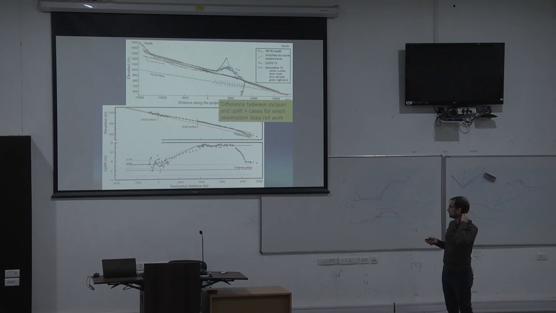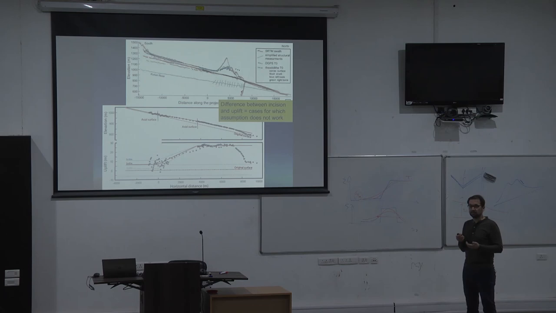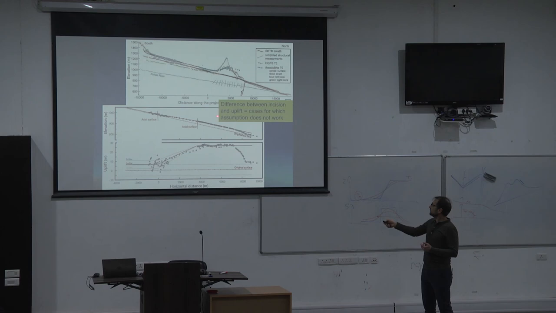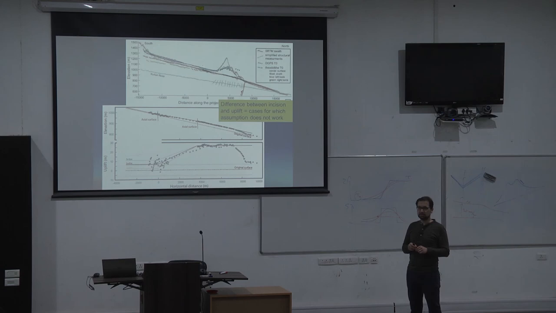you can make other hypotheses, in particular about the link between incision and uplift and the possibility to use the present river. If you have a fill terrace just here, the only remnant, without having that part and without that part, in that case, you cannot tell anything. You don't know if it's due to climatic incision or tectonic incision. So yeah, in some cases, you cannot answer. Thanks.